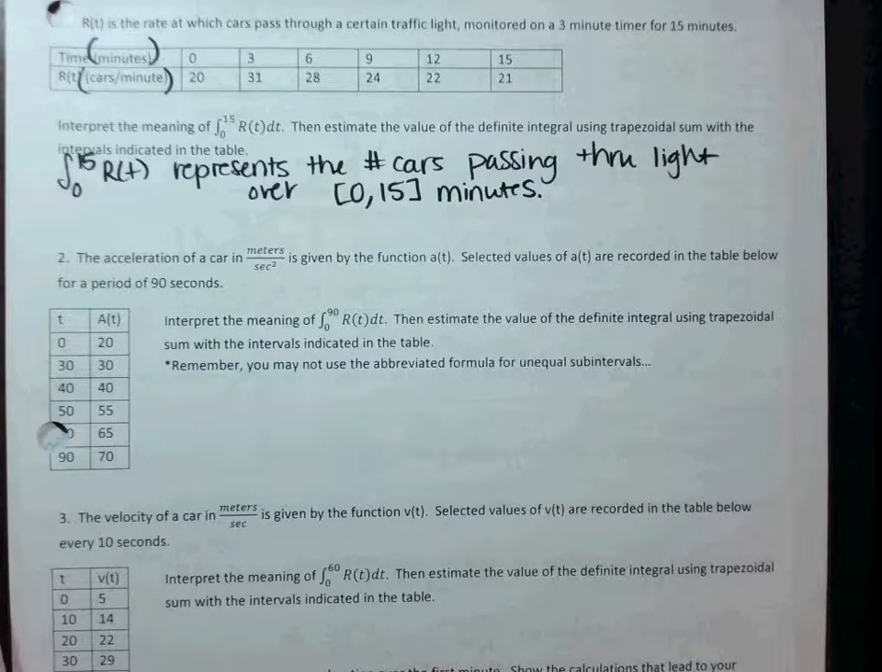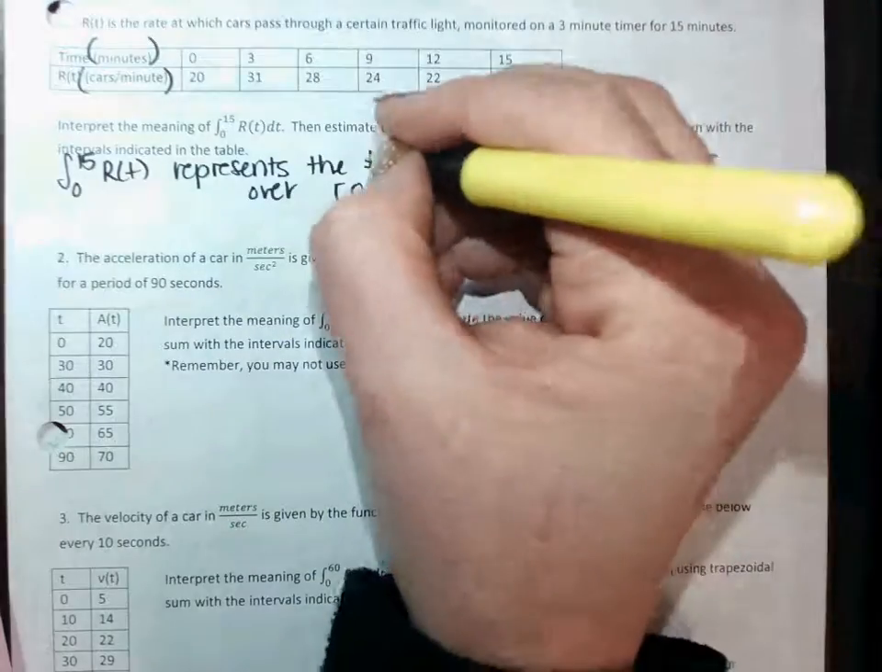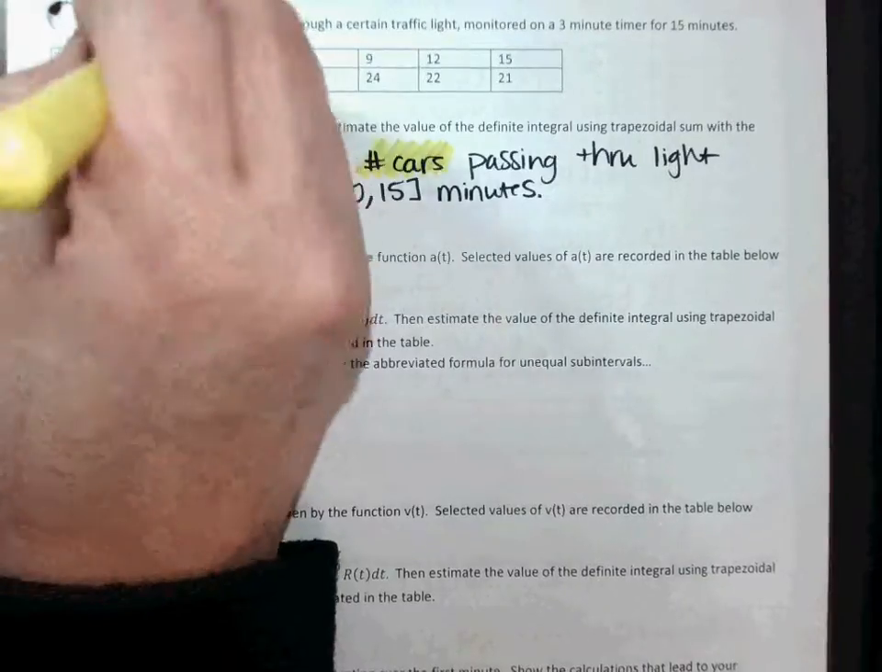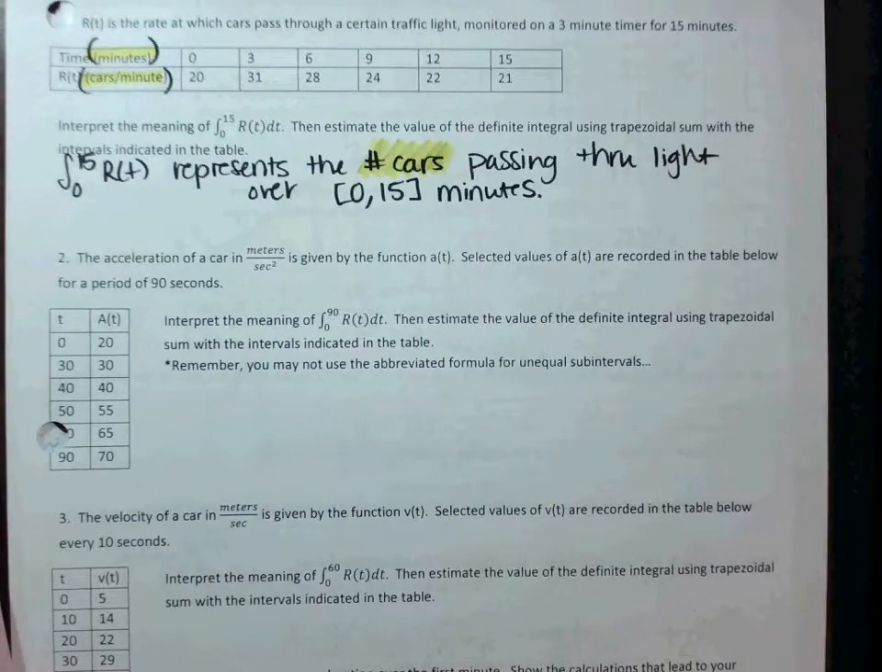And then remember, in case you didn't hear it when I said it a second ago, how do we get the number of cars? You multiply cars per minute times minutes. And what's left over is cars. That's what you're measuring. So the area you get is the number of cars that went through the intersection.